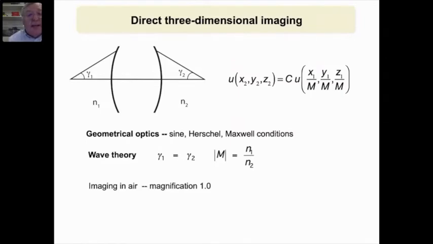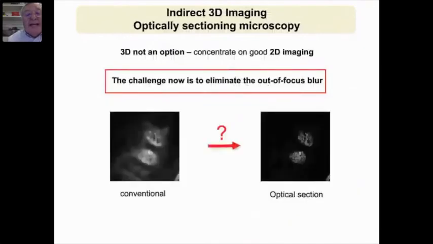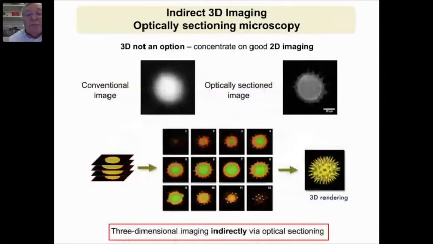That means in air, you can get a perfect image, just what you want, with a magnification of 1. And if you use oil immersion, it goes up to 1.5. No one's going to be very interested in that. So you have to basically eliminate the out of focus blur so that one can, in essence, concentrate on very good two-dimensional imaging and then build up a through focus series to get the 3D rendering indirectly.